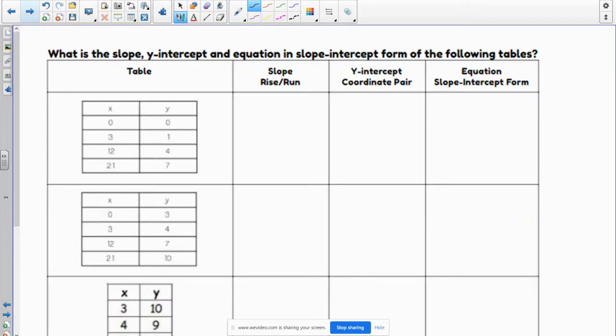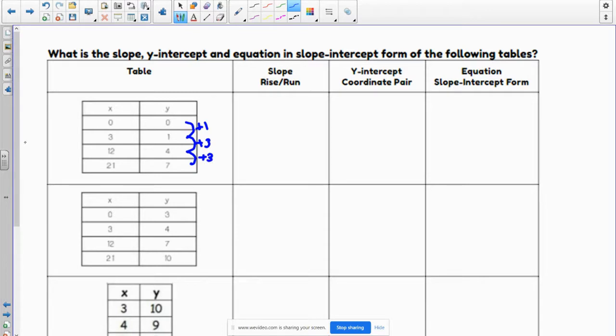So in our first table here, we're going to start with the slope. So as I said before, we're going to calculate the change of the y's. So if I look at the y's, I'm going to notice from 0 to 1 is a change of a positive 1. From 1 to 4 is a change of a positive 3. And from 4 to 7 is also a change of a positive 3.